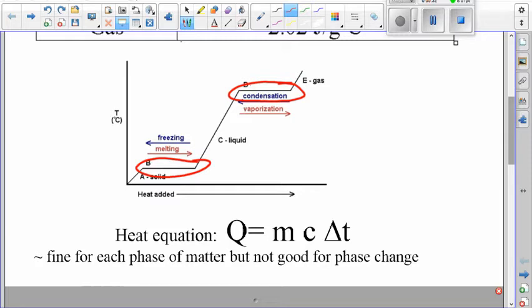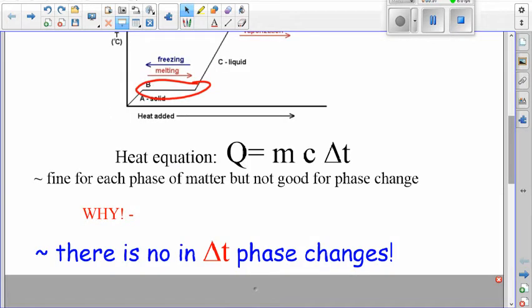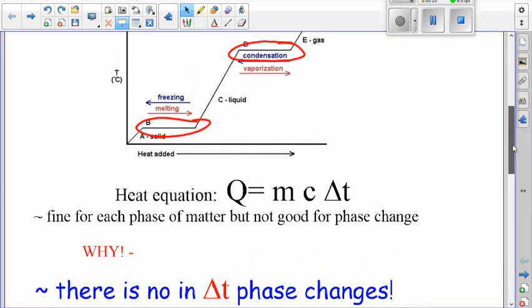So Q equals MC delta T requires an M, a C, and a delta T. During phase changes, there is no delta T. This whole phase change happens at 0 degrees Celsius. This whole phase change happens at 100 degrees Celsius. So we don't have a delta T for this, so that's why there's a problem. It doesn't work because there is no delta T during phase changes.